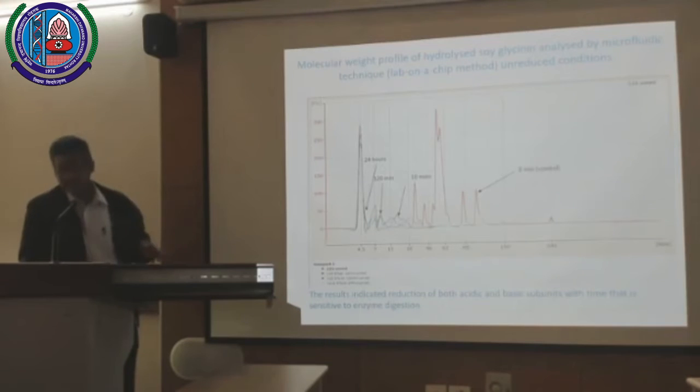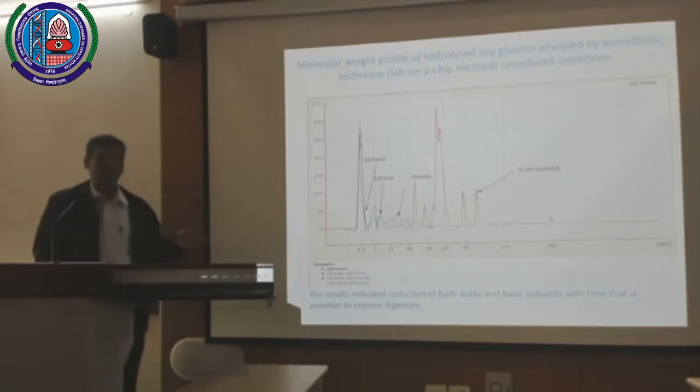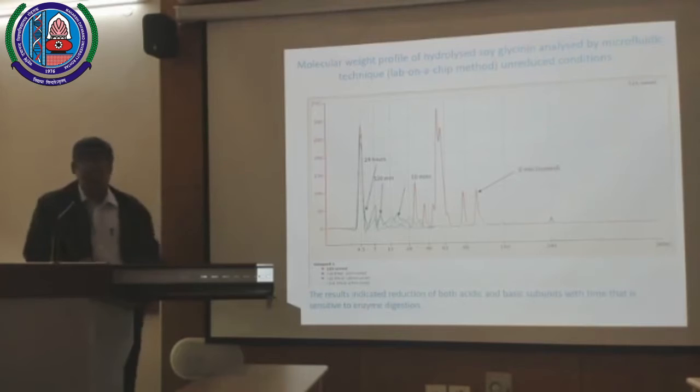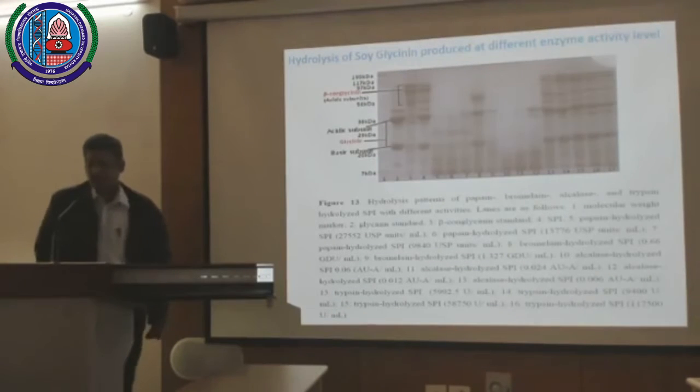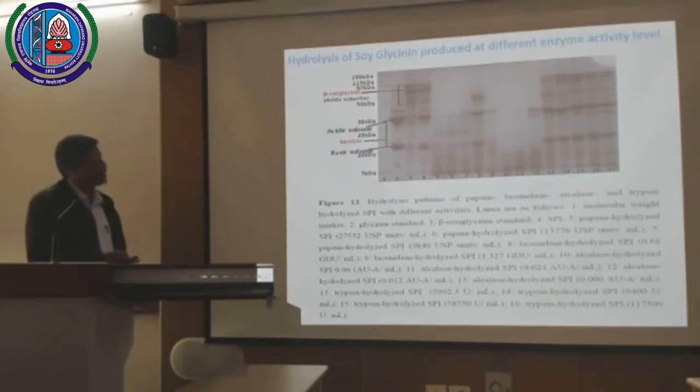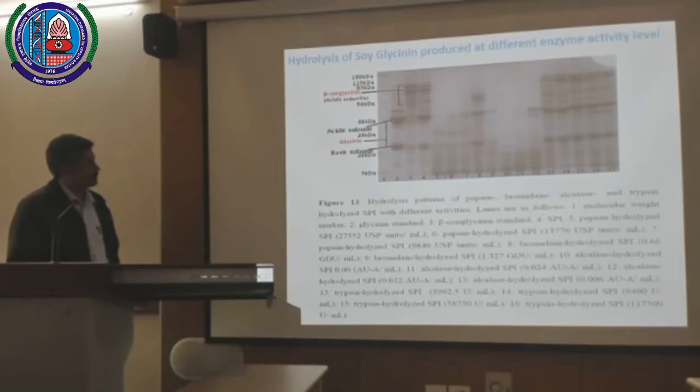So it means both acidic and basic subunits are susceptible to the enzyme. Acidic and basic means according to the pI, they have been classified as acidic or basic. So here, different enzyme activity levels. Please look at the number 5. So we are talking, this is the acidic subunit, and then the basic subunit is here.